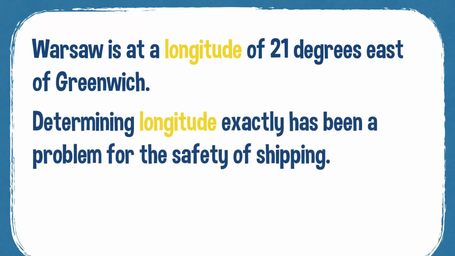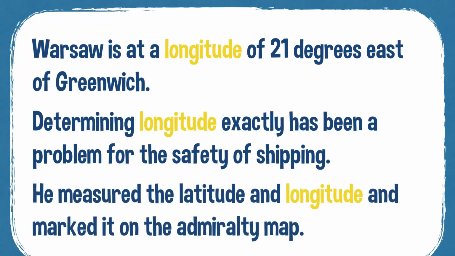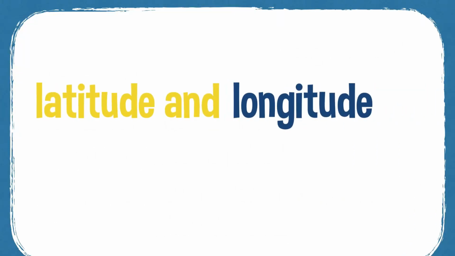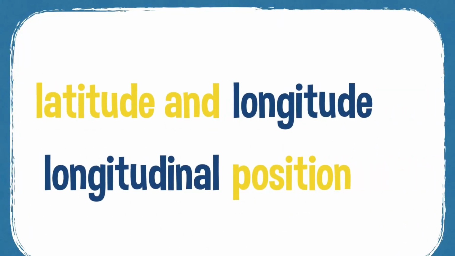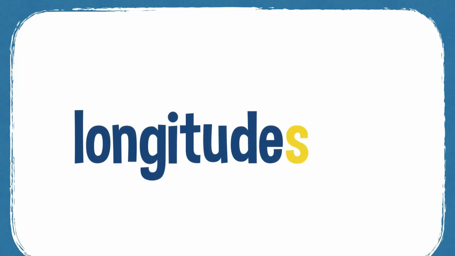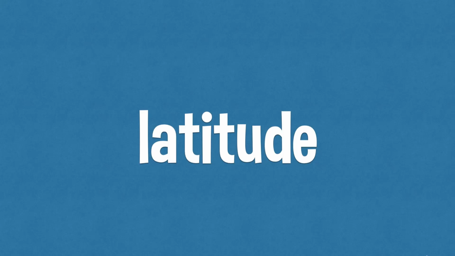Determining longitude exactly has been a problem for the safety of shipping. He measured the latitude and longitude and marked it on the Admiralty map. So we often talk about latitude and longitude, or your longitudinal position. So the plural of longitude is longitudes, but longitudinal is the adjective. Longitude often is used in relation to latitude.